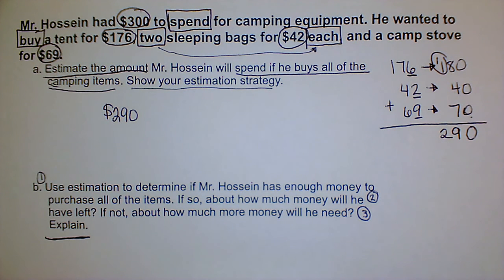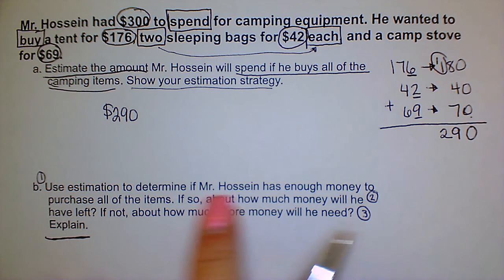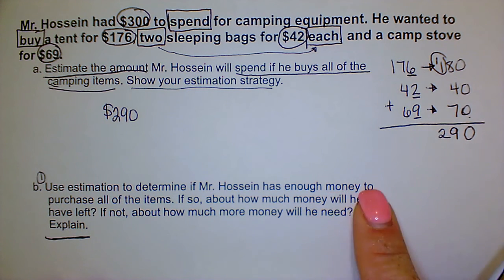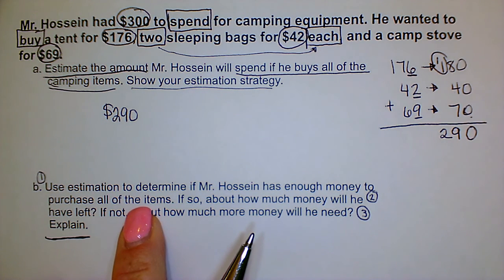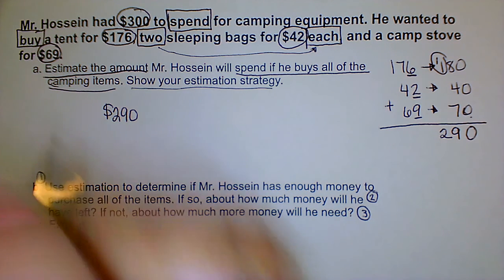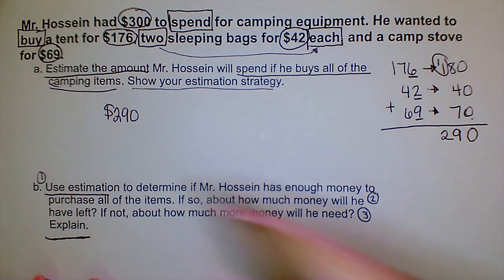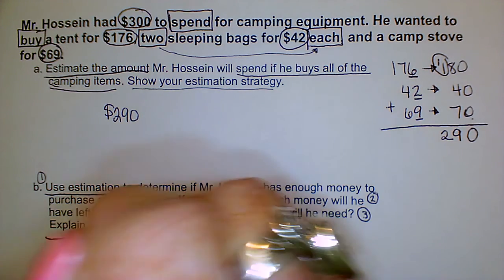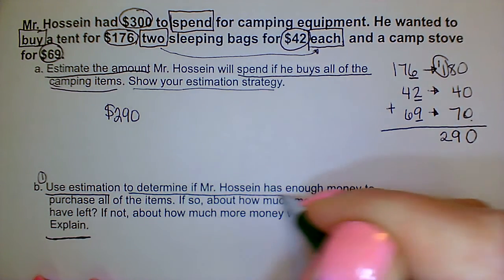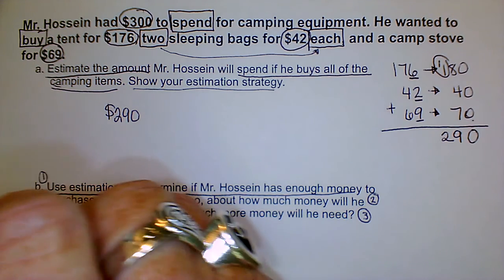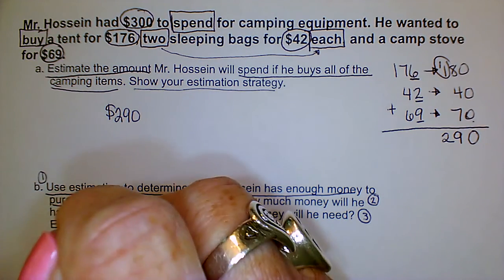All right? So in this question, what part are we going to underline? In question 1, use estimation to determine if Mr. Hussein has enough money to purchase all of the items. What part of that would we underline? Yes. Use estimation to determine if he has enough money to purchase all the items. Okay? Key word there is all, right?